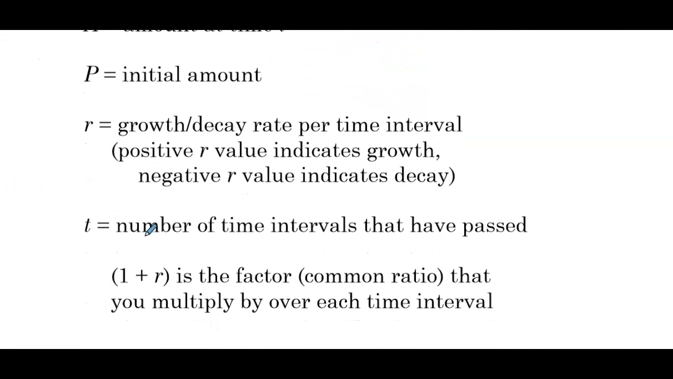T is the number of time intervals that have passed. So in that first example, it was years, right? 2 years or 3 years. And 1 plus R is the factor, the common ratio, what you multiply by over each time interval, so again, over years. And this common ratio is what we define as the base of the exponential function that we're creating. Now, in the rest of this video, we're going to work on identifying this growth and decay rate. And in the next video, we're going to create this function on our own.